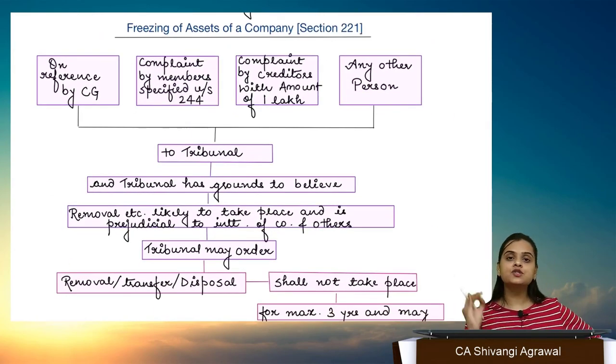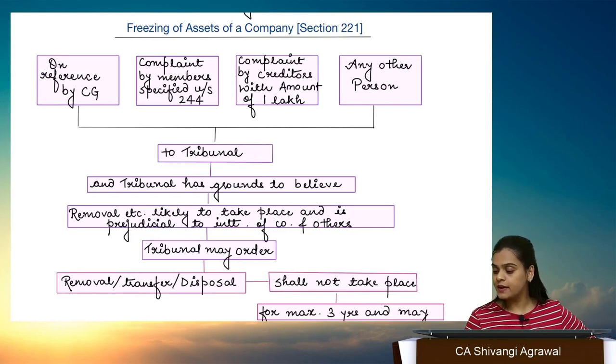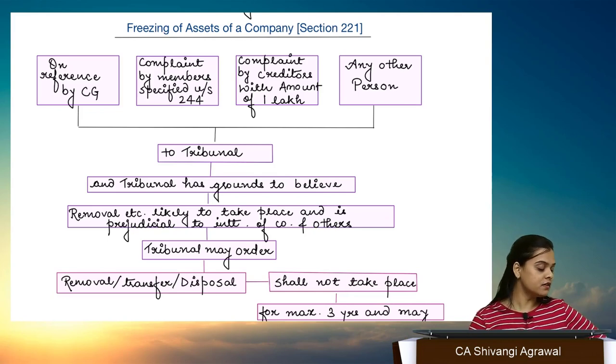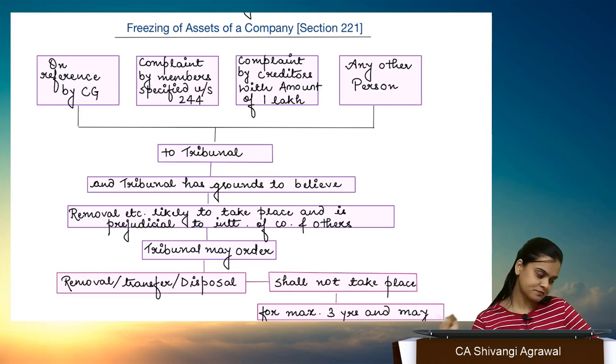Next is section 221, which talks about freezing of assets of a company.